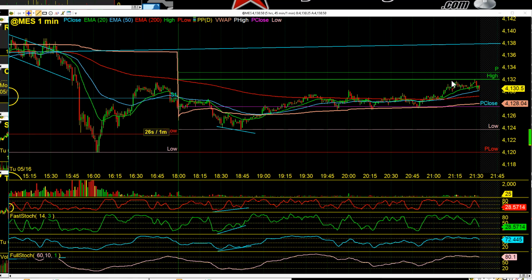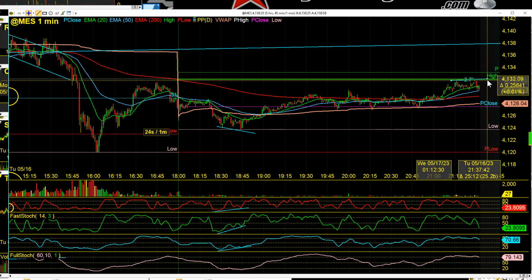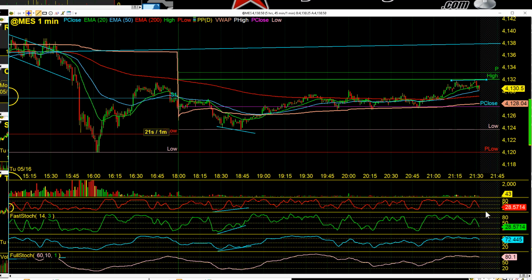This could be a little divergence right here, by the way. Right here. Double top, a little lower high. Not really a great divergence, though.